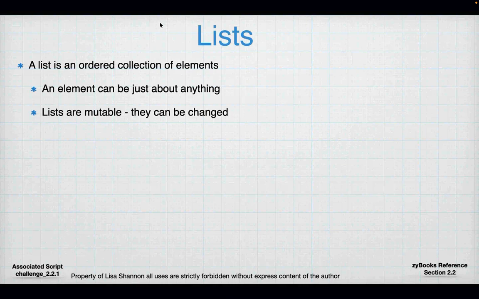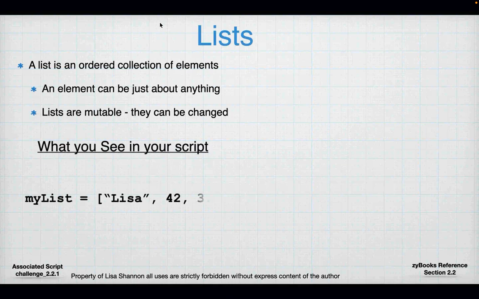Lists are mutable, which means they can be changed. So you're going to see in your script, this is a list, okay? I have the variable myList. myList is on the left-hand side of a single equal sign, so I know it's a variable. On the right-hand side of a single equal sign, we see a left square bracket. We see the word Lisa. We know it's a string because it's in quotes, a comma, 42, a comma, and 3.14, and a right square bracket. That's a list.